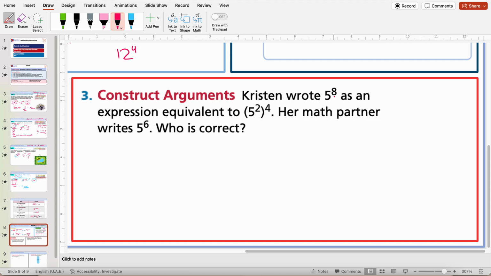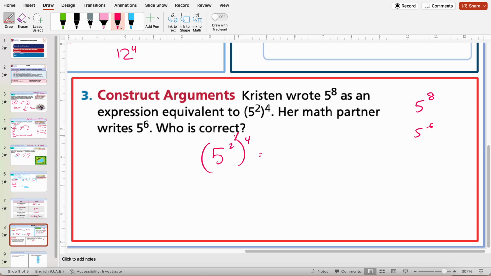Christine wrote 5 to the power of 8 as an expression equivalent. Equivalent means equal to, or just having the same value as, 5 to the power of 2 to the power of 4. Christine said it's 5 to the power of 8. Her friend said it's 5 to the power of 6. Who is correct? Let's see.